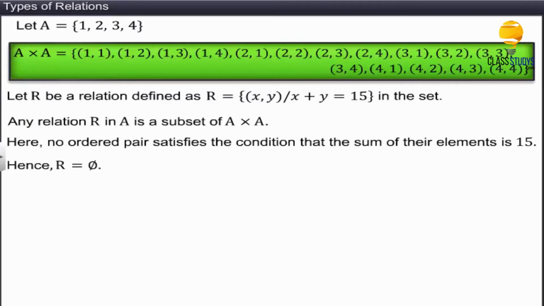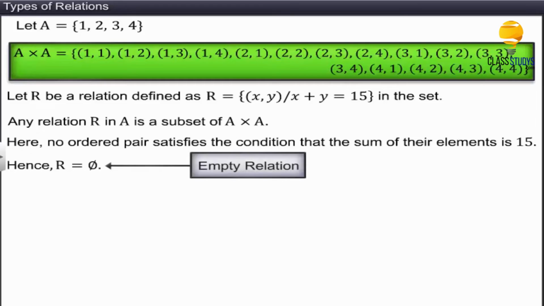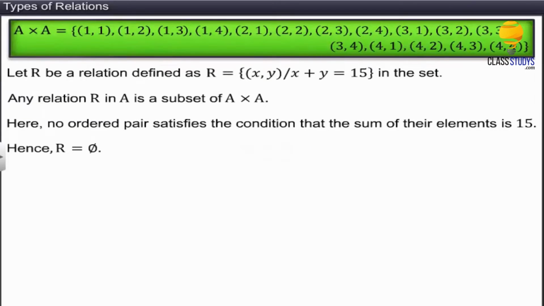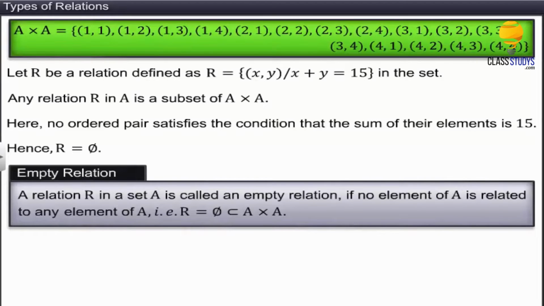These types of relations are known as empty relations. Mathematically, a relation R in a set A is called an empty relation if no element of A is related to any element of A. That is, R is an empty set and is a subset of A cross A.